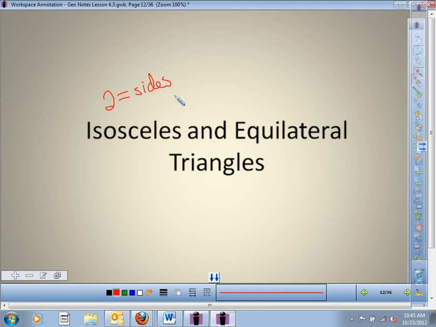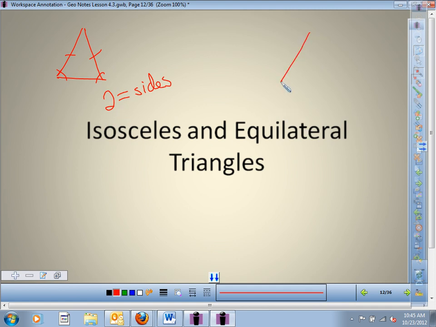And we did discuss last class that if we do have two equal sides in a triangle, what ends up happening is that we have two equal sides, but we also have two equal angles. That's just the way it works in triangles. If you have two equal sides, you have two equal angles. If you have no equal sides, you have no equal angles.